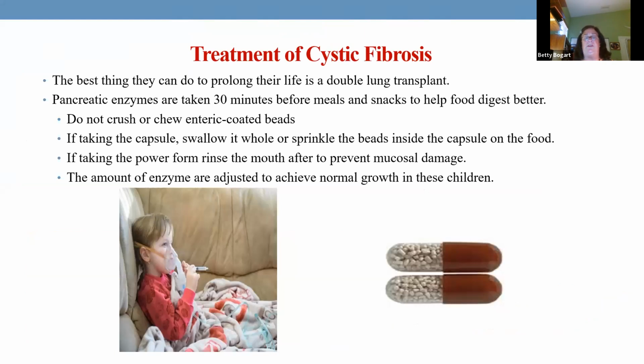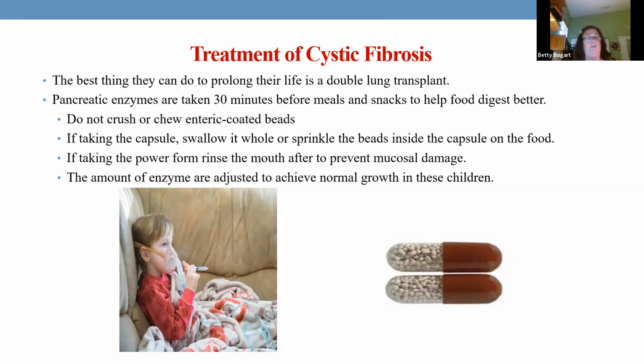So what do we do besides this chest physical therapy on cystic fibrosis? We're going to be giving them pancreatic enzymes about 30 minutes before meals or snacks. And this helps them digest their food better. Of course, in any medications, you don't chew or crush any enteric-coated beads. There's going to be another choice for you.